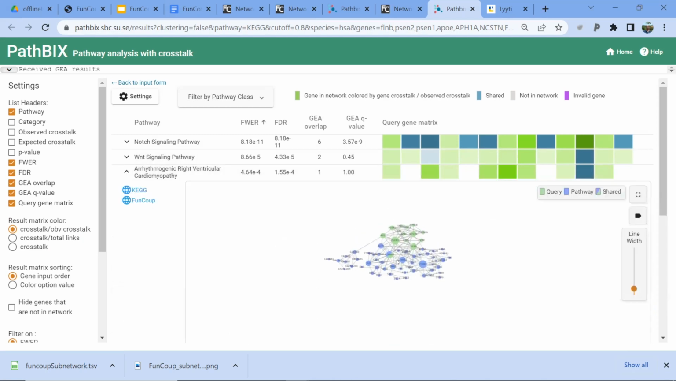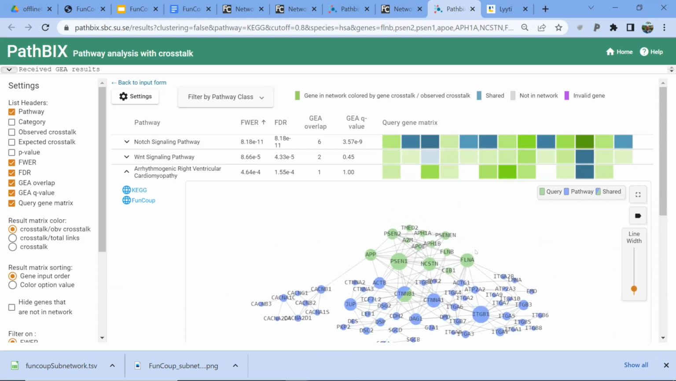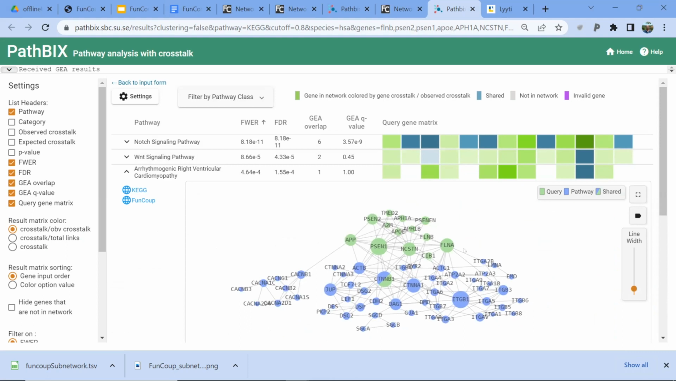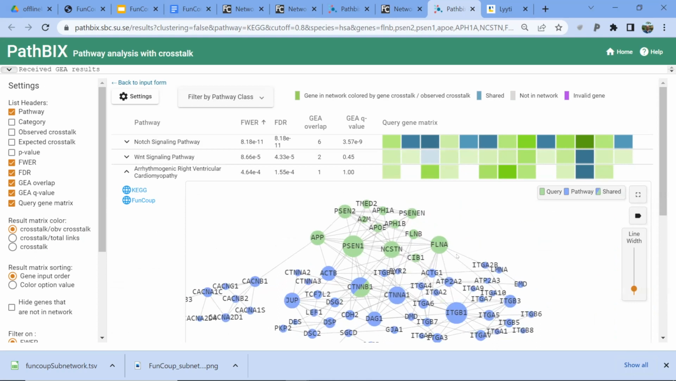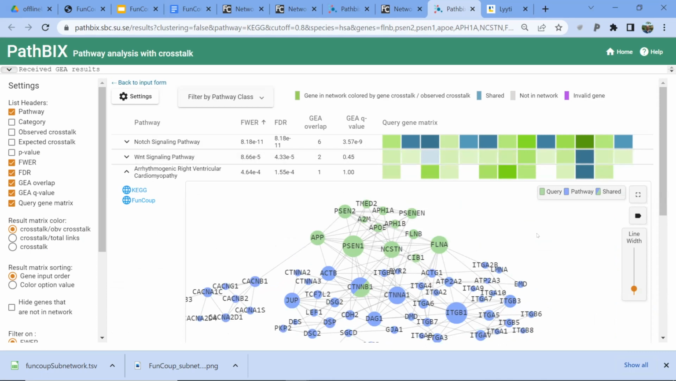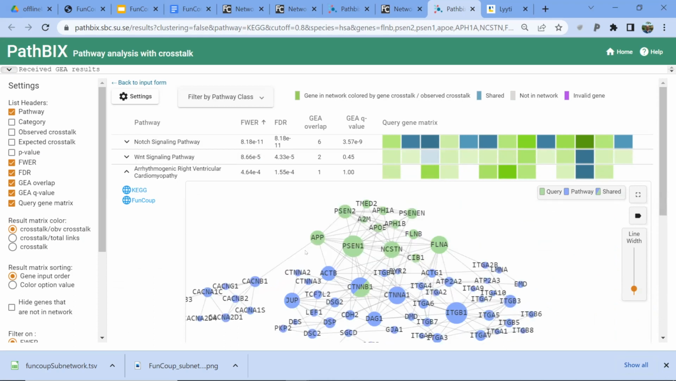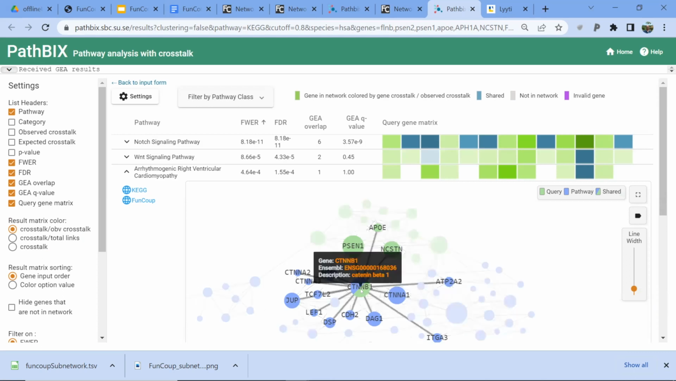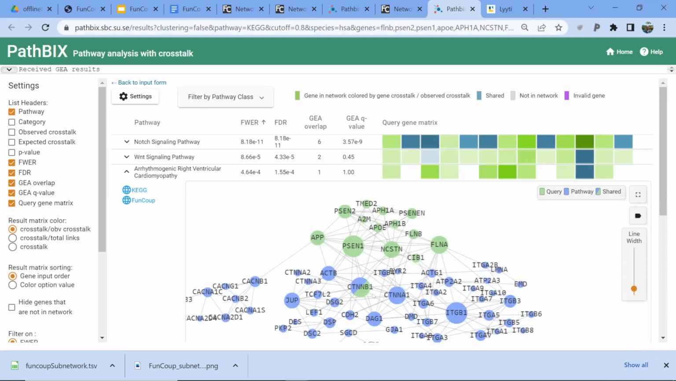So for instance, here is a cardiomyopathy pathway that turns out to be related to Wnt signaling, which is quite relevant for notch signaling. Well, Wnt signaling is the one above here actually. And then you can see that there are quite a lot of connections between the query and the green nodes and the pathway, the blue nodes. And the genes that are both in the query and the pathway have both blue and green coloring.